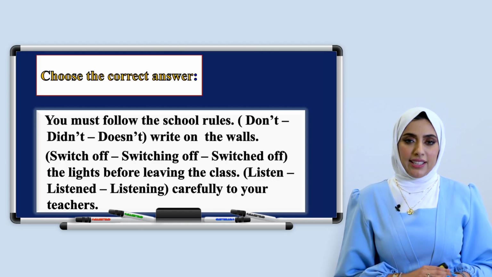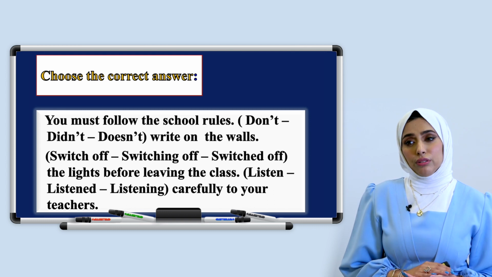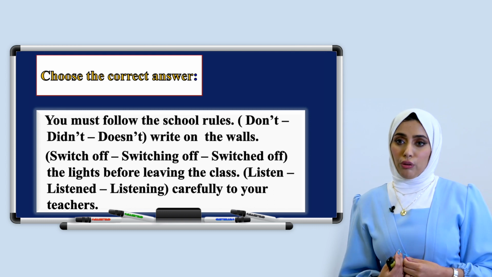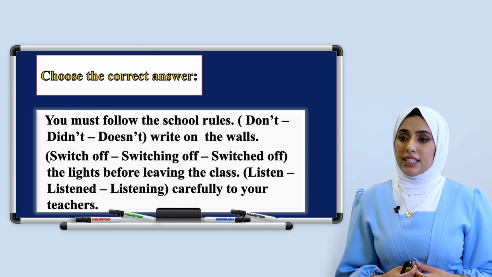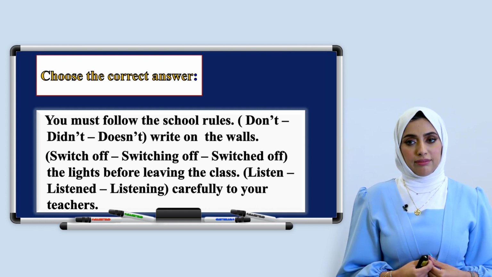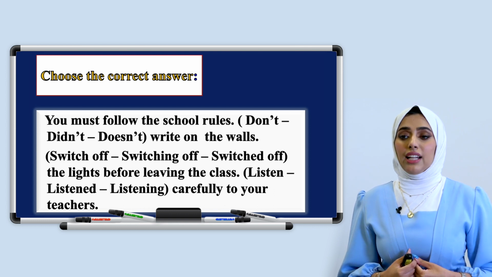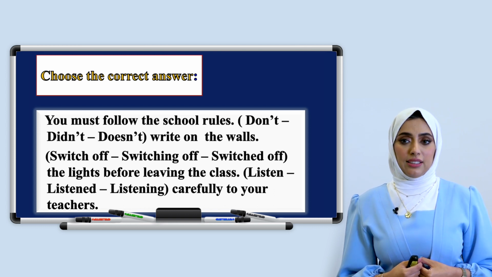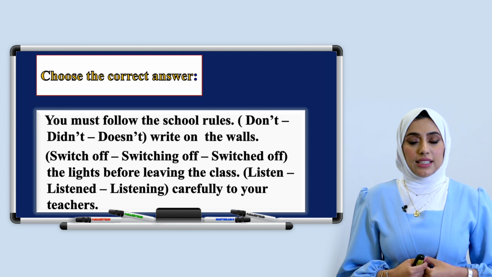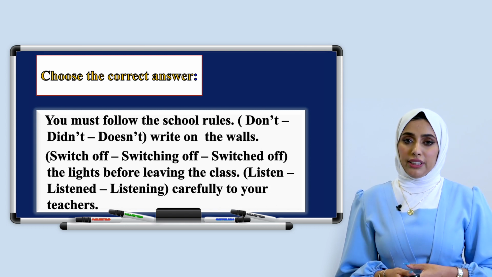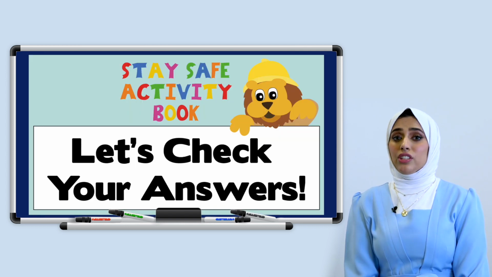Choose the correct answer. You must follow the school rules. Don't, didn't, doesn't write on the walls. Switch off, switching off, switched off the lights before leaving the class. Listen, listened, listening carefully to your teachers. Now let's check your answers.